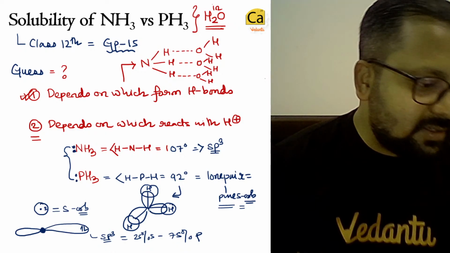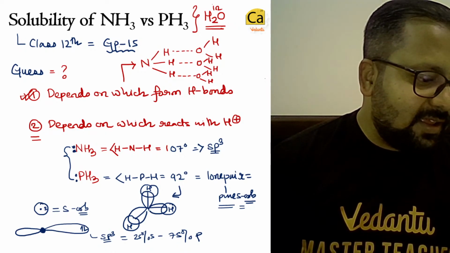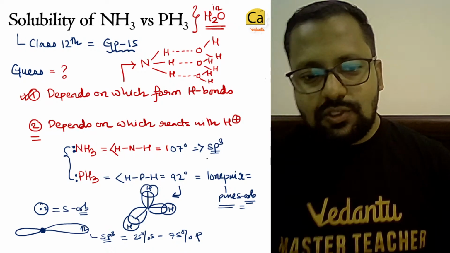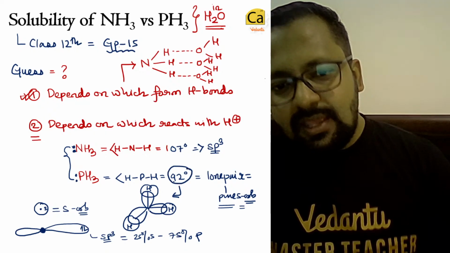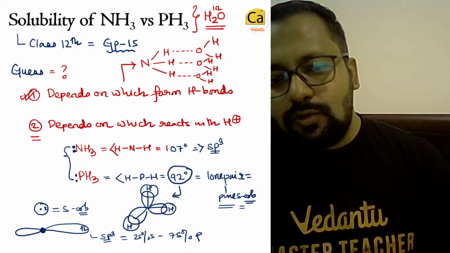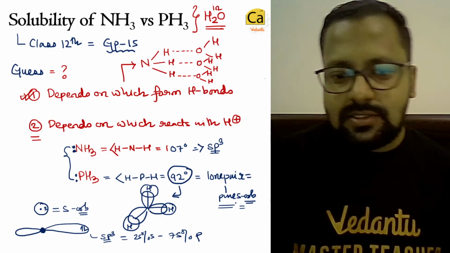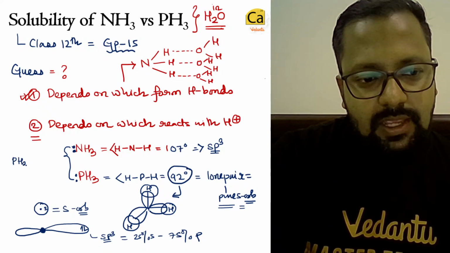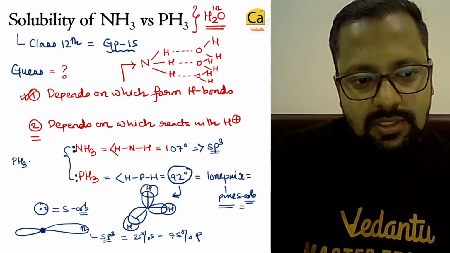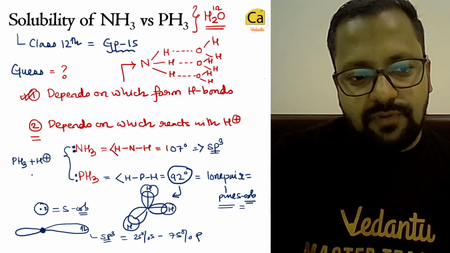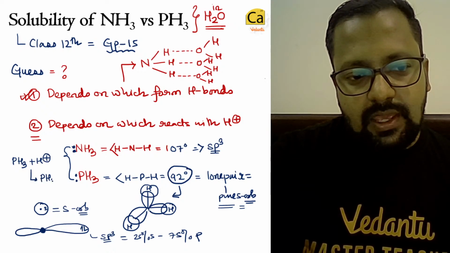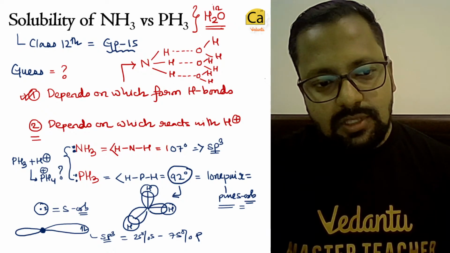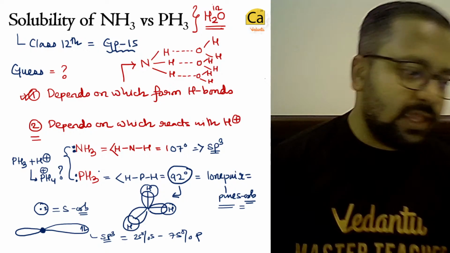If it is far from the nucleus, then when the angle is less, I know that the lone pair is present in a pure s orbital. Then will PH3 donate electrons to H plus, which comes from water, to form PH4 plus?